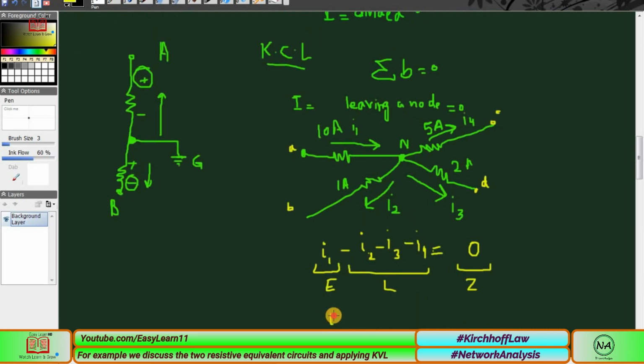This is the way we can define it. We can also rearrange the formula in this way: I1, the current that is entering a node, is equal to I2 plus I3 plus I4.